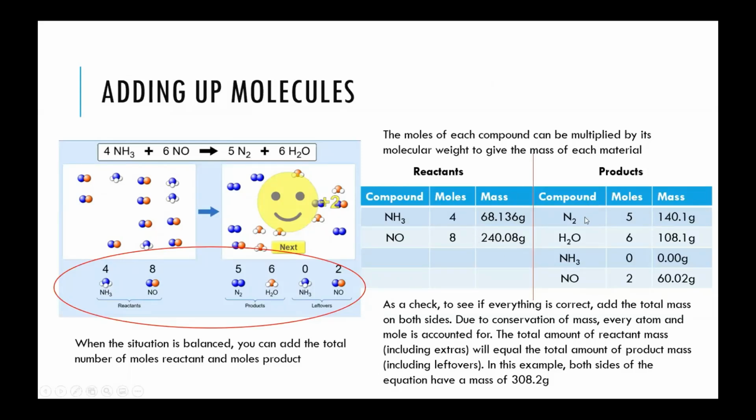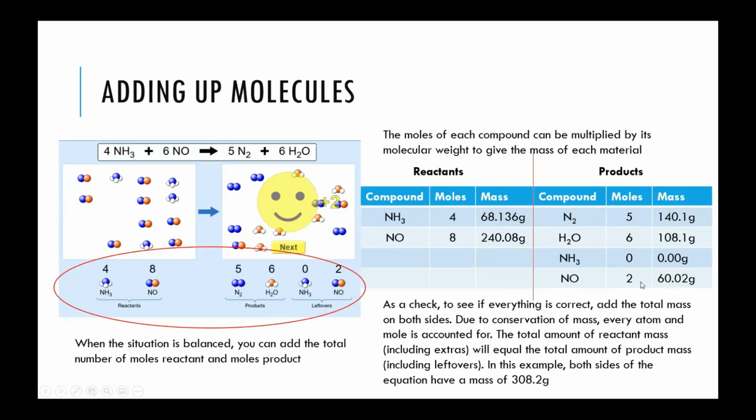Over on the products side, there are 5 moles of nitrogen, 6 moles of water, 0 moles of ammonia, and 2 moles of nitrogen monoxide. And then all of these can also be converted into a mass using their individual molecular weights. One thing you can do if you wish is to make sure that these are all correct. The mass on this side should equal the mass on this side. So the mass of reactant should equal the mass of product.